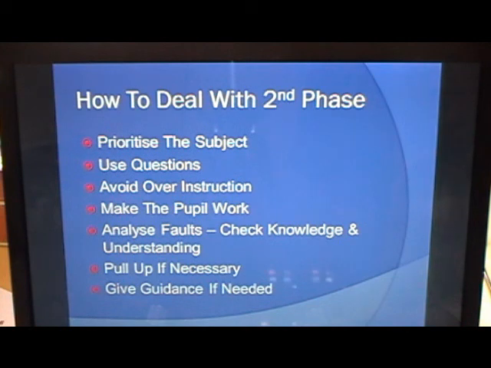Analyse the faults. Check knowledge and understanding. So if you see a fault, make sure the pupil not only knows what they should have done, but they understand why they should have done it. That's very important, and it's something that a lot of people forget to do. So it's easy to say to the pupil, well, do you know what you should have done there? And they'll say, yeah, I should have done this, that or the other. But if you don't check that they understand why to do it, they're not going to develop, and you'll see that fault occur again.